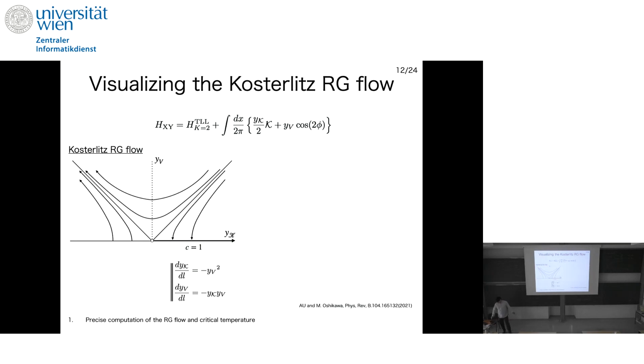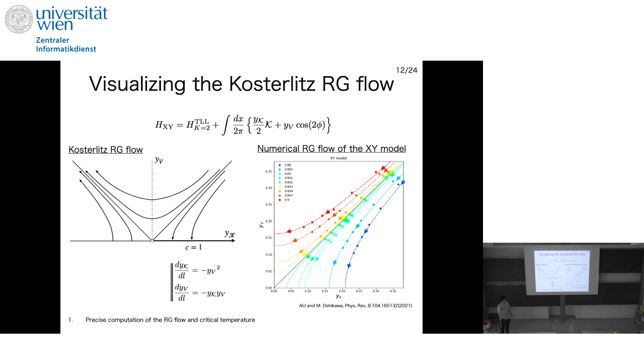So I applied the same thing. I won't explain the details, but you can calculate the RG flow from the XY model as well. And you see the perfect matching with the field theory. And this is the plot that you just get from the lattice model. So in this way, you can visually see the phase transition just by plotting.